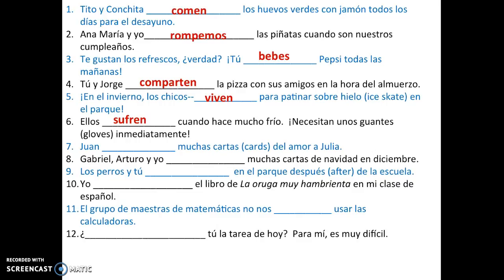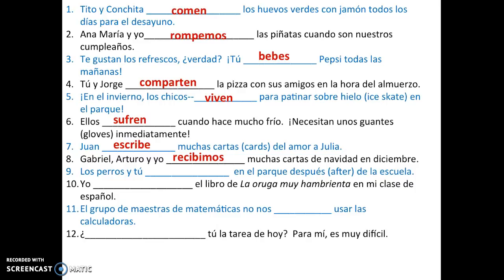Juan does something, muchas cartas, a lot of cards, del amor a Julia. So he's probably sending love notes to Julia. Writing, escribe muchas cartas. Gabriel, Arturo, y yo, so Gabriel, Arturo, and I, we are going to do something, a lot of Christmas cards in December. We receive, recibimos.